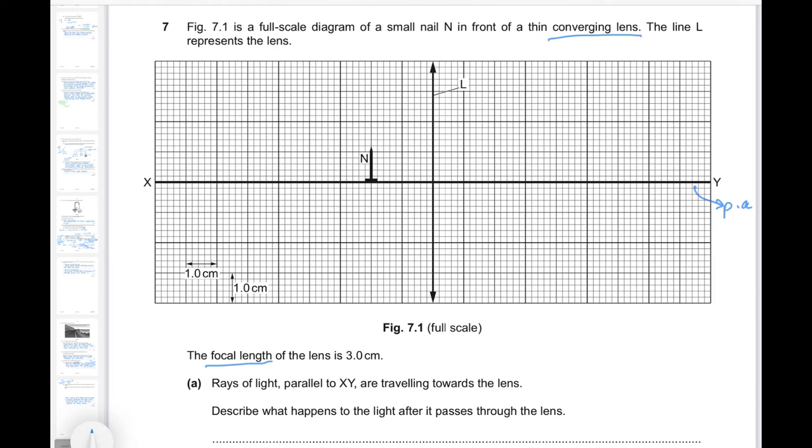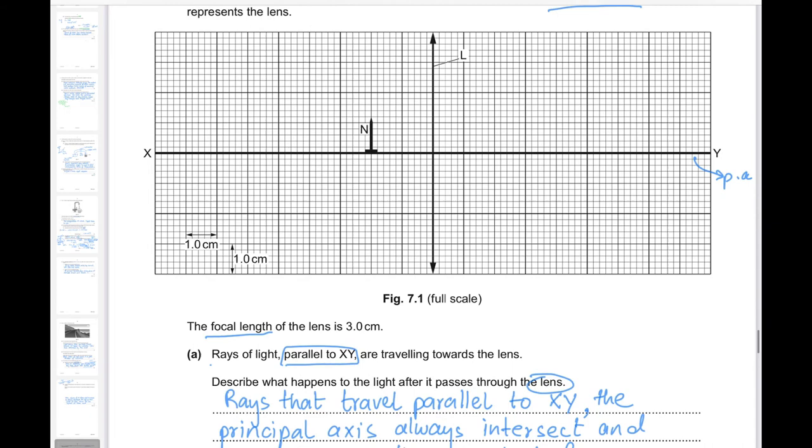Part A. Rays of light parallel to XY are traveling towards the lens. Describe what happens to light after it passes through the lens. So first off, the lens would refract the light. Let's look at the rays of light that are parallel to XY. XY is again the principal axis. Any light which travels parallel to the principal axis will get converged at the principal focus. So these lines will also intersect at the principal focus.